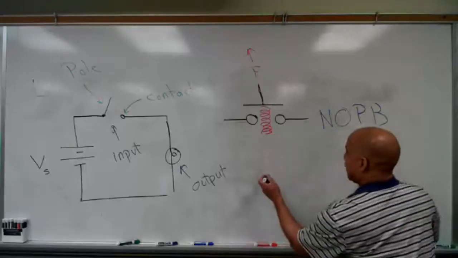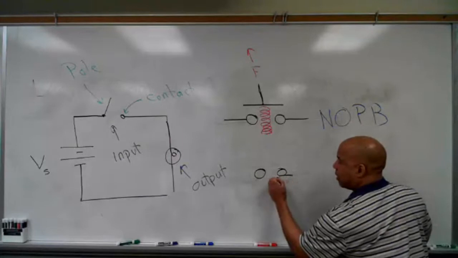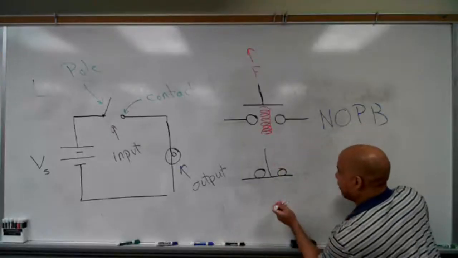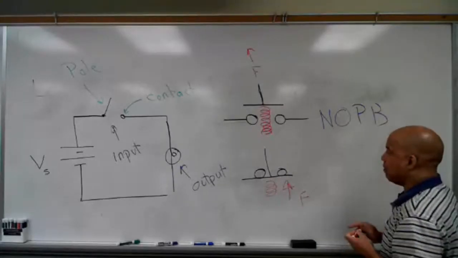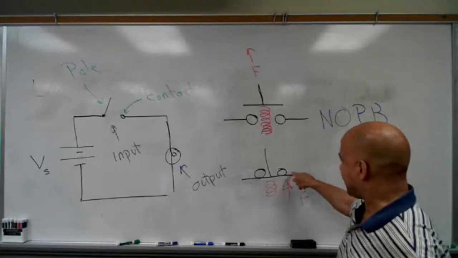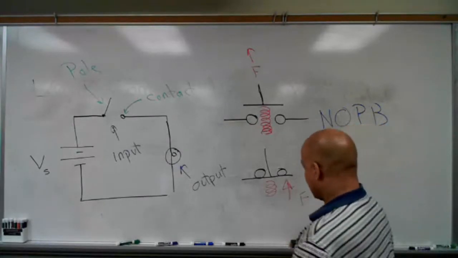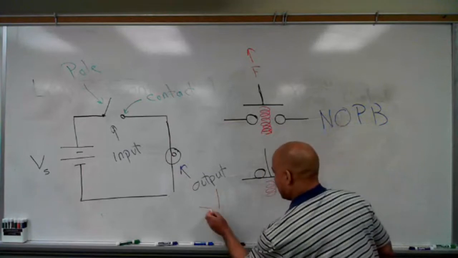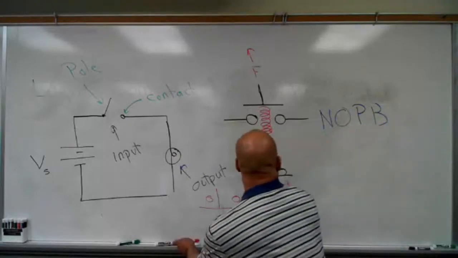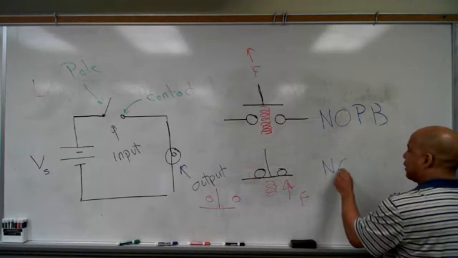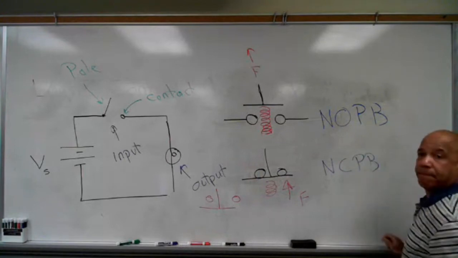Maybe I have the contacts there, and I have the pole like this, and I still have the same spring down here, forcing this up that way. But now in this case, that spring is actually keeping this switch closed. If I press it, then it looks like this. And the switch is open, but when I release it, its normal state is to be closed. So if I name this, this is a normally closed push button.